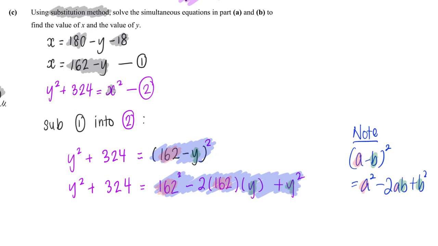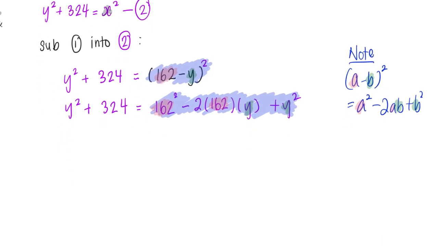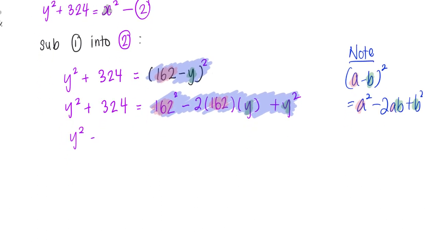Okay? So from here on, we just need to continue to simplify this. So I would have 26,244 minus 324y plus y squared.